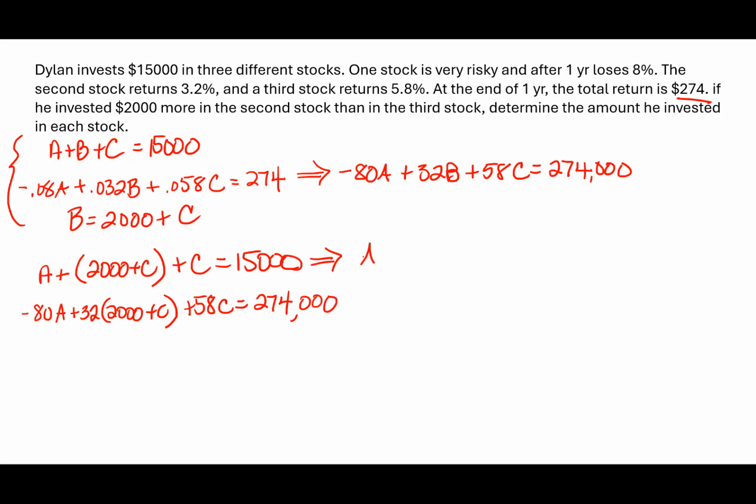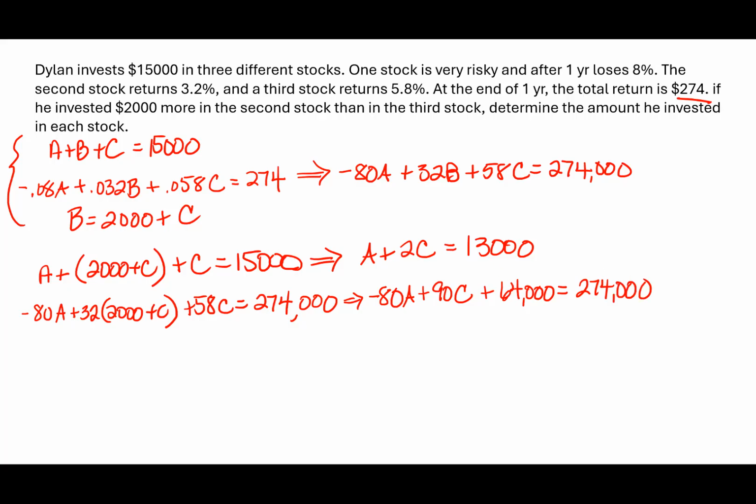I've got A plus 2C, and I'm subtracting 2,000, so I've got 13,000 over here. And then for this equation, I've got negative 80A, and I've got 32C plus 58C, that's going to be 90C, and then plus 64,000 there equals 274,000. And I'm going to go ahead and subtract 64,000 on both sides. So if I do that, I'm going to have 210,000 on the right. So those are my two equations.